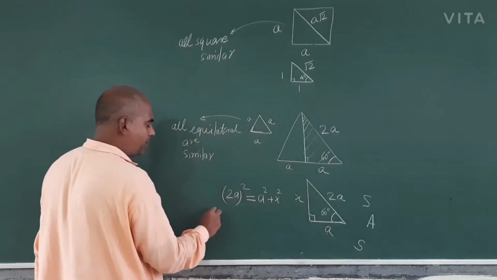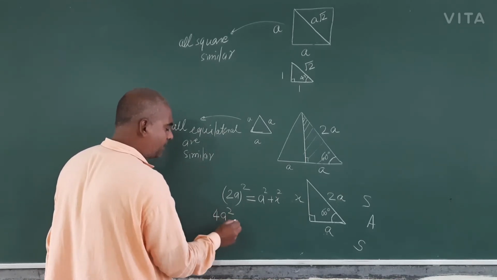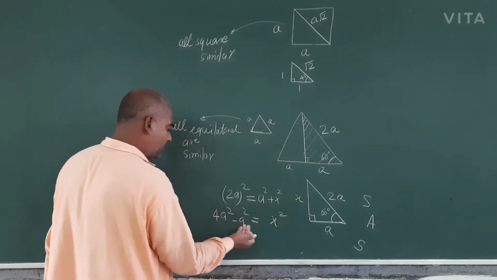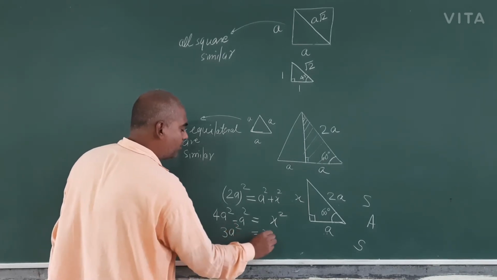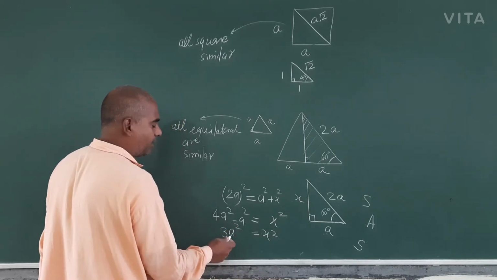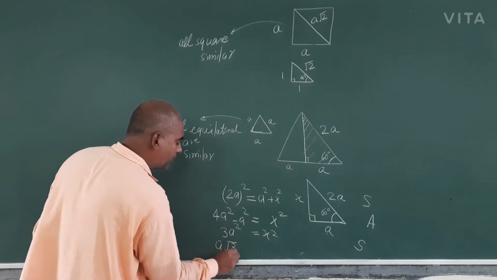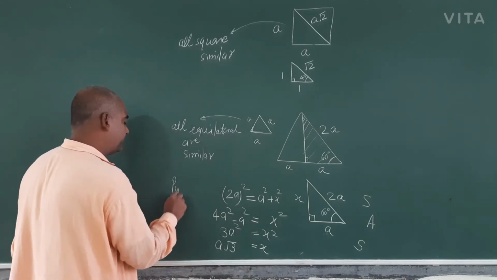So 2A square means 4A square. 4A square minus A square is equal to x square. So 4A minus A means 3A square is equal to x square. So x is A root 3, A times root 3. This is x. So that was the Pythagoras theorem.